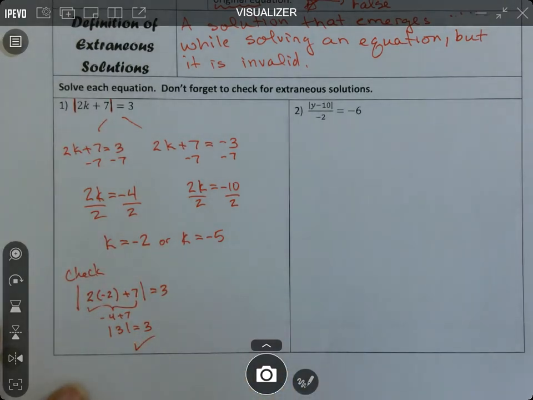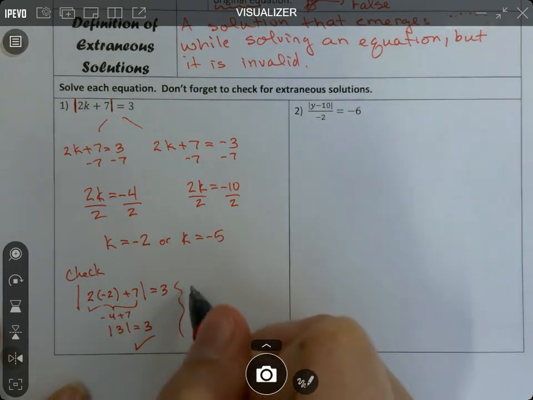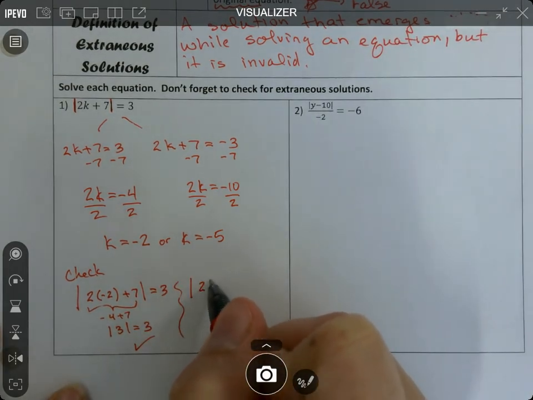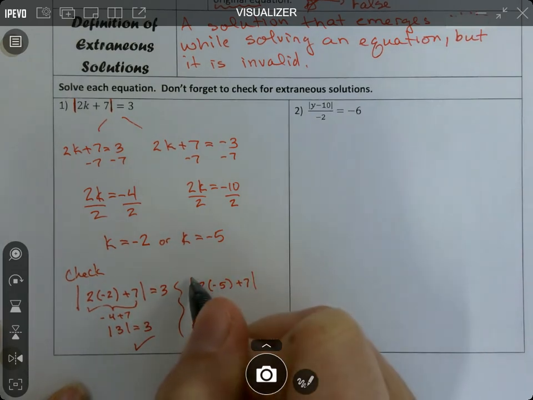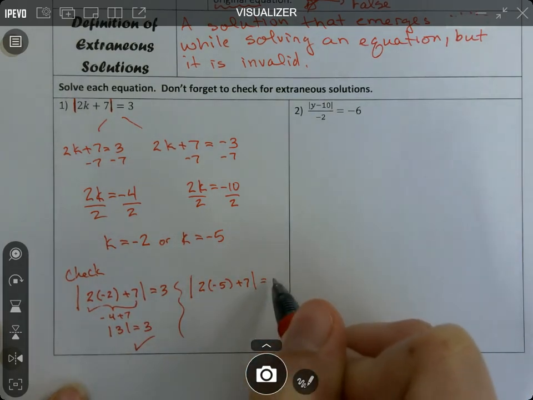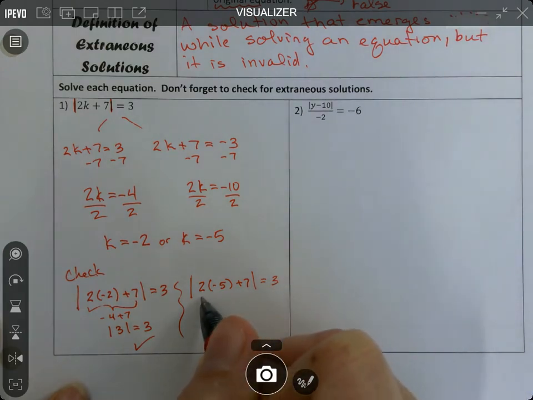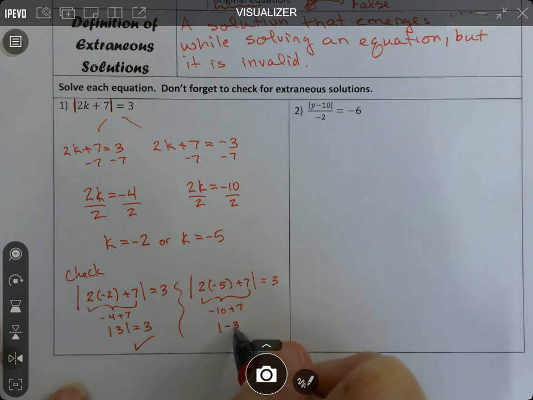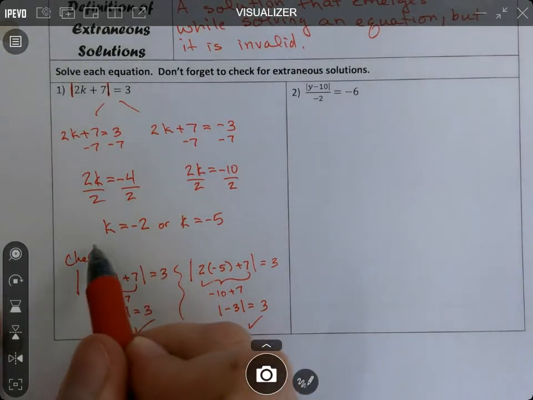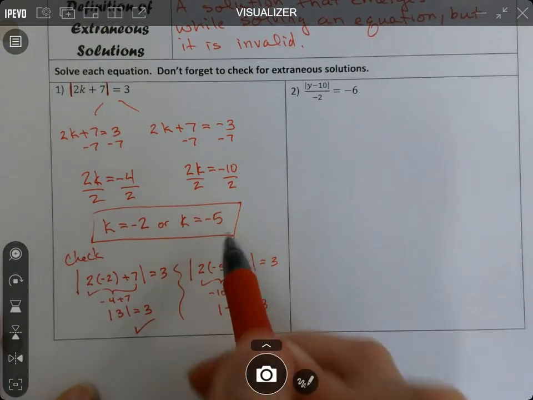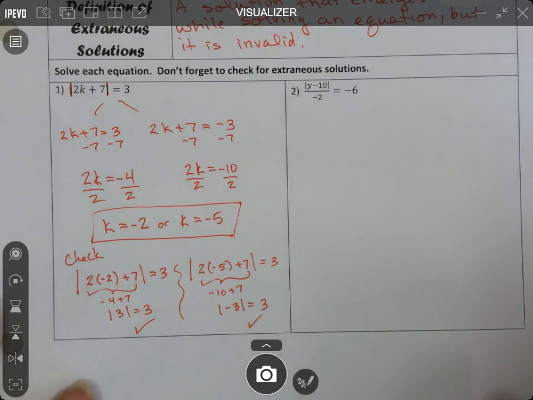Are we good there? Then I'm going to plug in my other answer. Absolute value of 2 times -5 plus 7. Make sure your absolute values don't turn into 1s. Should equal 3. Well, that's -10 plus 7. And I get the absolute value of -3, which is 3. So I'm happy with that. So both answers are good. Box them, circle them, do something with them.